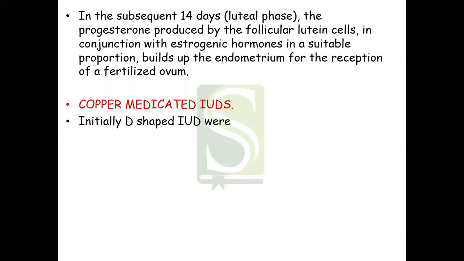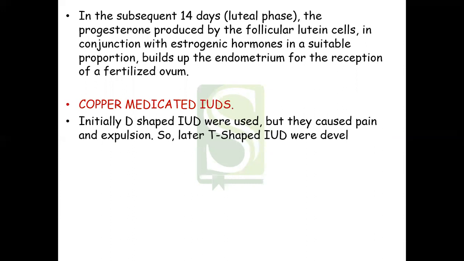Initially, in earlier days, D-shaped IUDs were used, but they caused pain and expulsion. Later, the researchers shifted to the T-shaped IUD. If your T-shaped IUD is copper medicated, then that particular IUD is called copper T. And this is a very common thing which we hear.